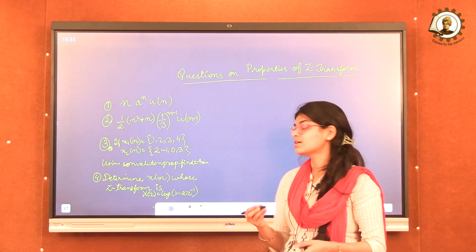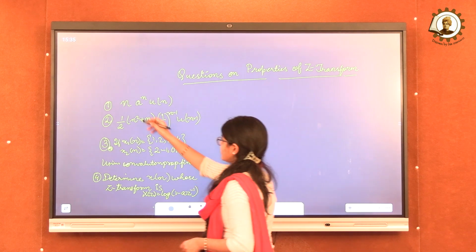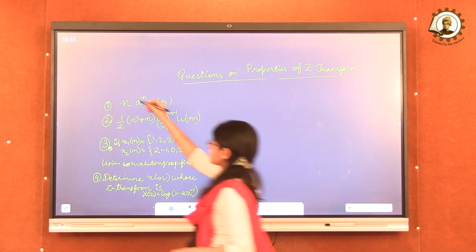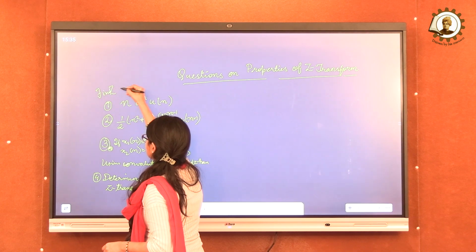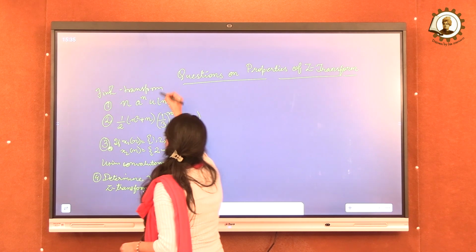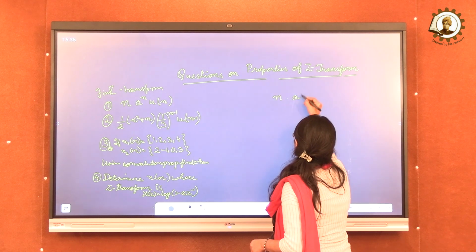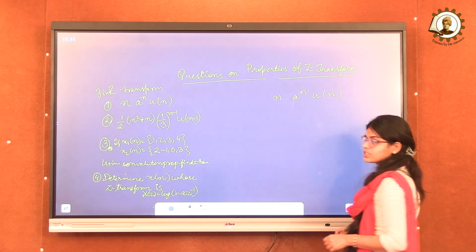in our previous lectures. So the first question is n into a raised to the power n un. We have to find the Z transform of this using the properties. Okay, so here n into a to the power n un. What are the two things that you can, two properties which can be used here?